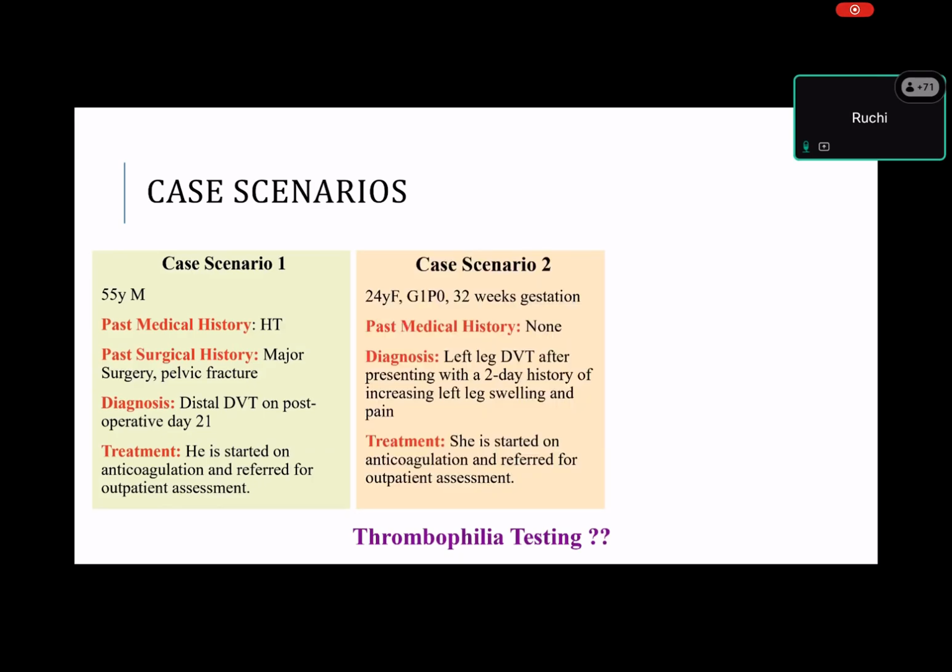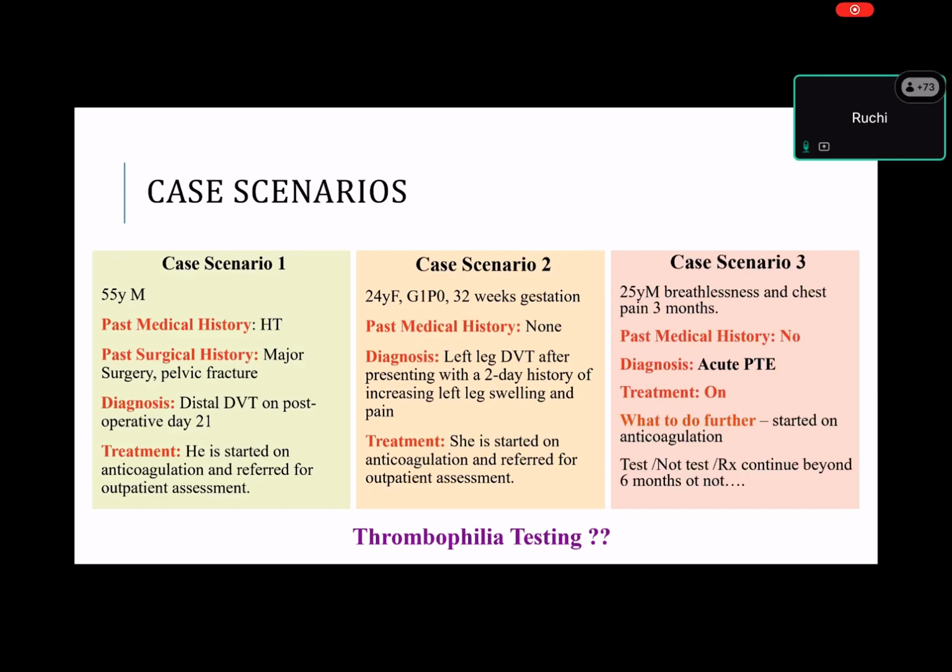We have a case scenario 2 where we have a pregnant female G1, T0 at 32 weeks of gestation and she has developed left leg DVT and presenting with a 2-day history of increasing left leg swelling and pain. Again, she started on anticoagulation and referred for outpatient assessment. Does this patient need thrombophilia testing? So मैंने कोई poll questions डाले नहीं, so इसलिए I'm sorry, I am not really asking you. This is a way of teaching. I'll try to present how these case scenarios have to be addressed.